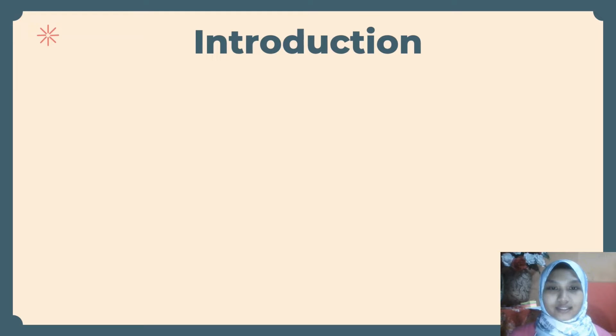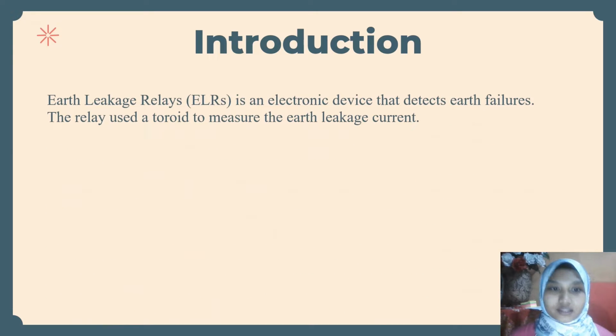Now it's my turn to talk about the introduction. The Earth Leakage Relay, or ELR, is an electronic device that detects earth failures. The relay uses a toroid to measure the earth leakage current. Undetected fault current may lead to cables overheating, which could start a fire.